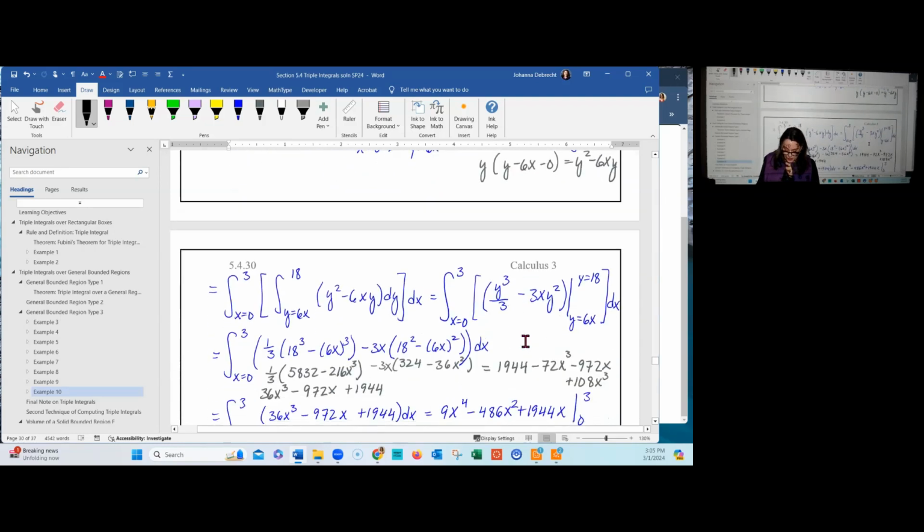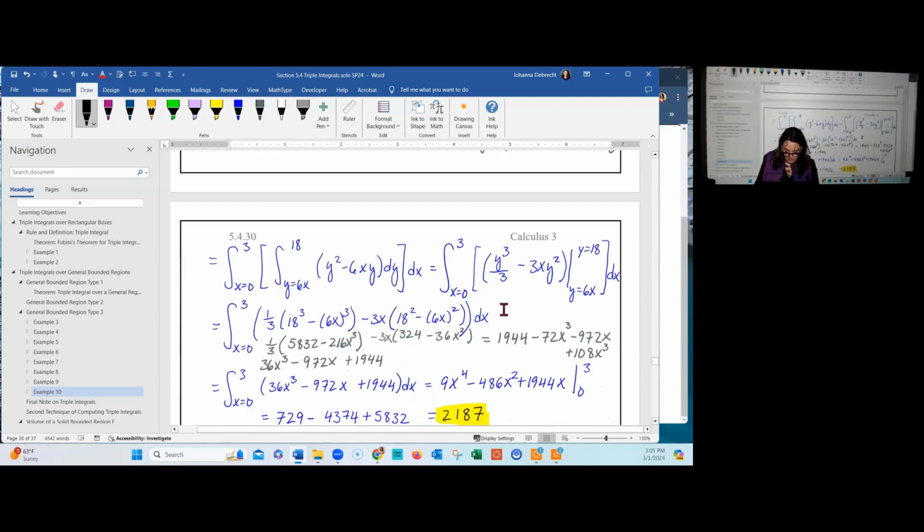Then we integrate and substitute our values, and we have quite a bit of simplification that we have to do. When we're done, we have a new integrand of 36x cubed minus 972x plus 1,944. We integrate that with respect to x and evaluate between 0 and 3.